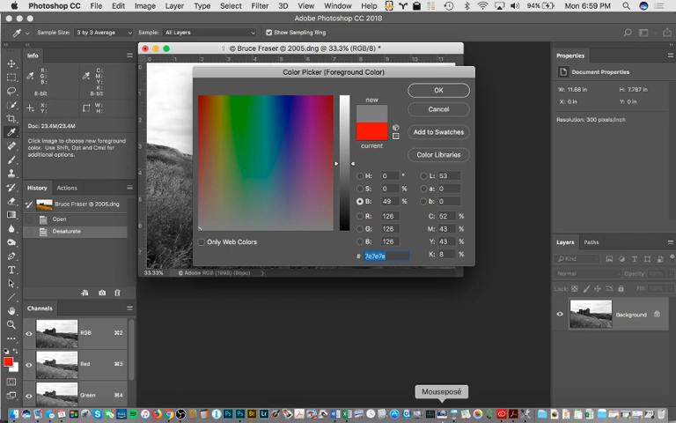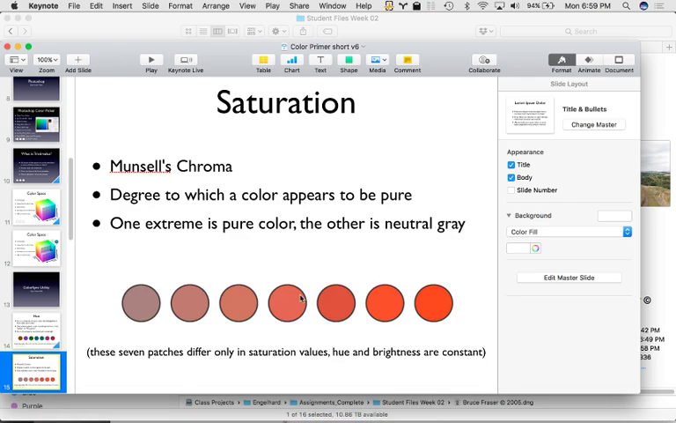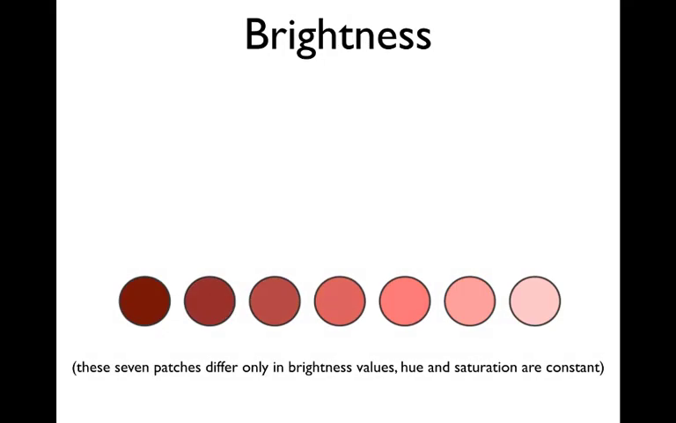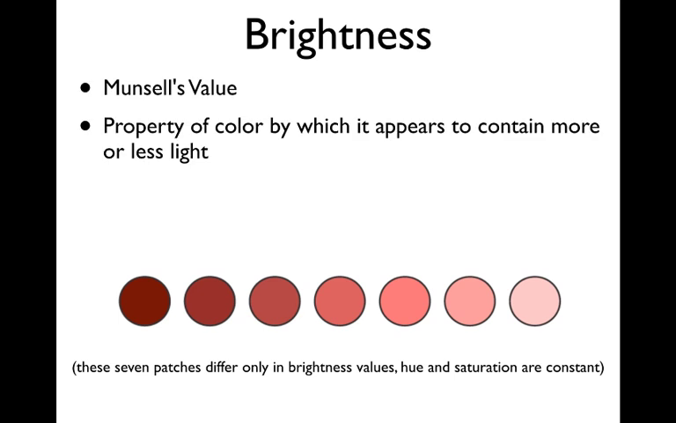Okay, let me get back to the lecture really quick. We're going to blow through this as fast as we can, guys, because I know lecture just isn't fun. So at any rate, brightness. This is the one people struggle with the most, I think. It's the hardest concept to really grab. So the way to think about it is it's the property of a color by which it appears to contain more or less light. Make sense?